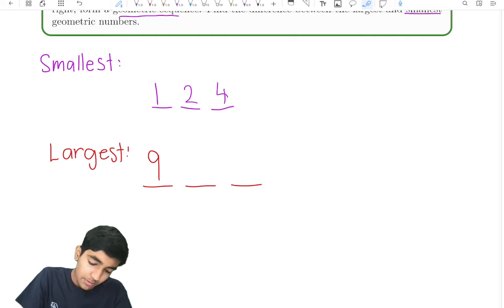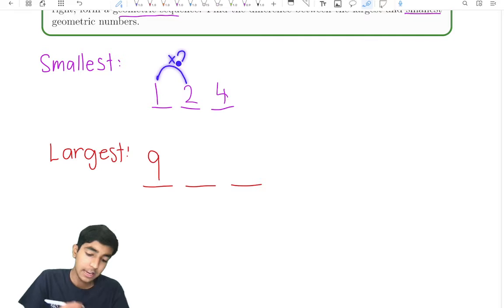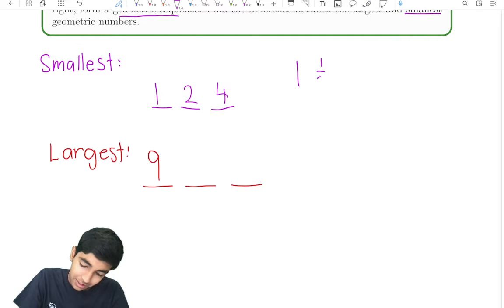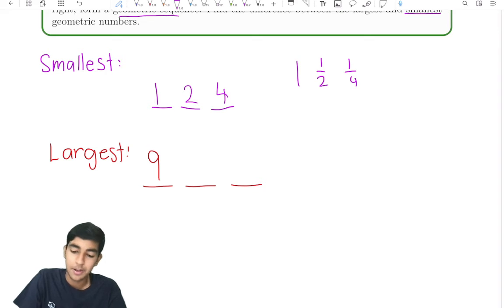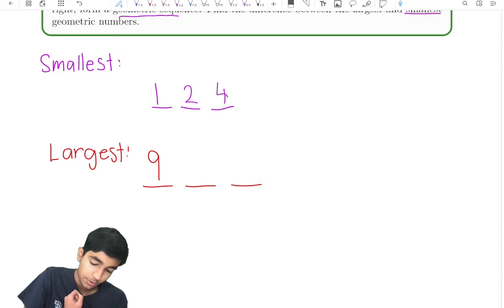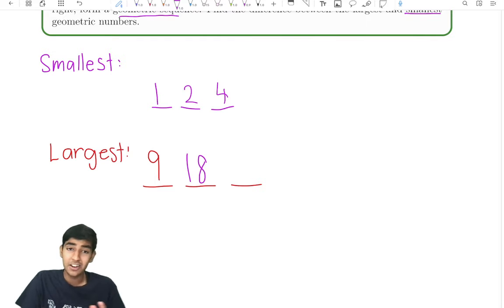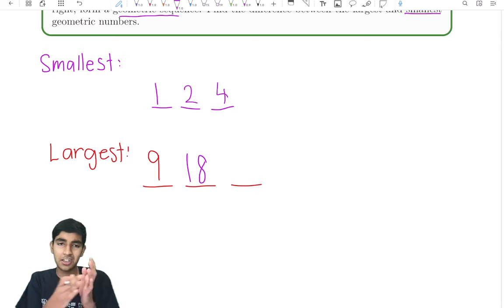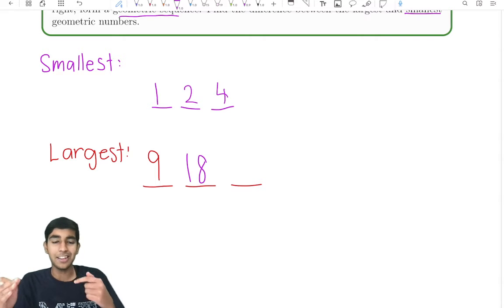Notice how in the first one we have to multiply by something that's an integer. We can't multiply by half, right? 1/2, 1/4, that's not a 3-digit number, is it? But in this case, we cannot multiply by something like 2 or 3, because then our digit would be 18 or 27, which is not allowed for a digit, right? A digit is 0 to 9, not 18 to 27.